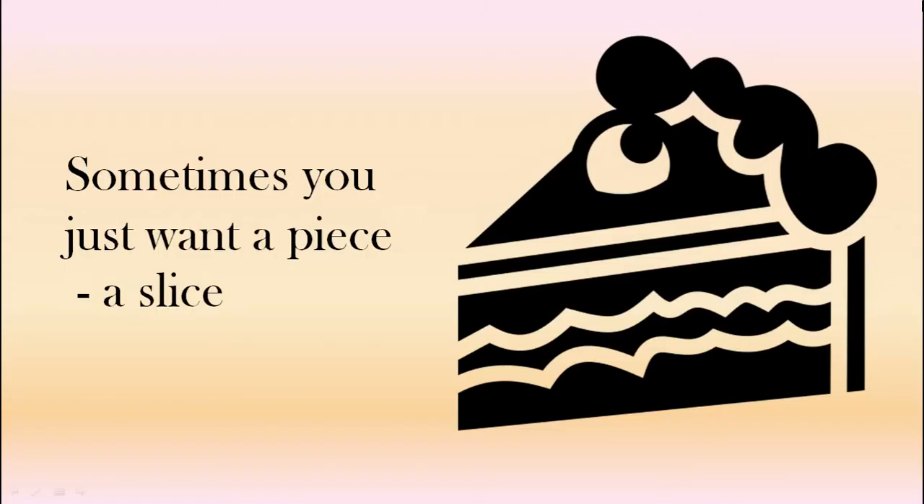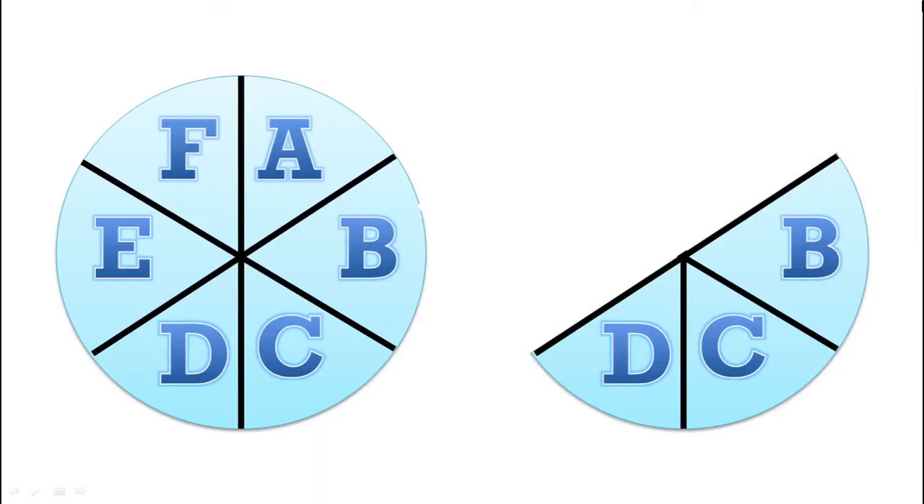So let's have a look at slicing. Sometimes you just want a piece, a slice, rather than everything. So here we've got A, B, C, D, E, F, and we only want B, C and D. So we just want to slice the pie. So how do we do that in lists?